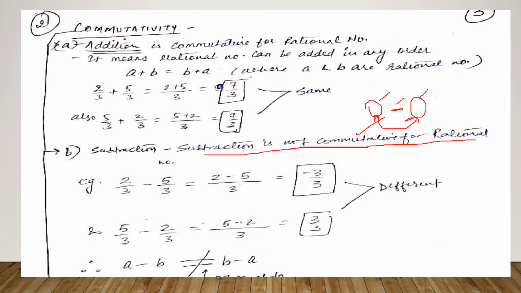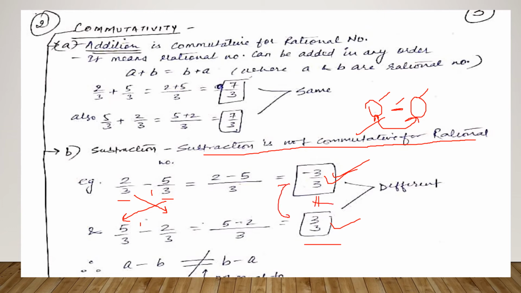Suppose I've taken the same example. First rational number is 2 upon 3, then a minus sign and 5 upon 3. The answer in this case is 2 minus 5 upon 3, that is minus 3 upon 3. But if I change the order, if I put this 5 by 3 in the first place, then the minus sign and 2 by 3 in the second place, the answer obtained is different. It is 3 upon 3. So above it was minus 3 upon 3, below it is 3 upon 3. So they both are not equal.